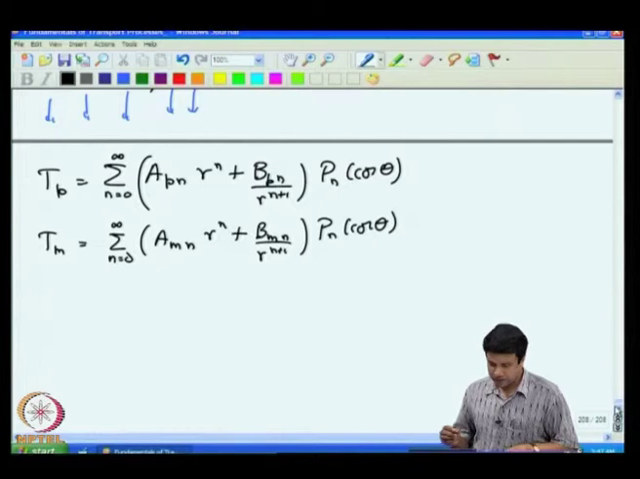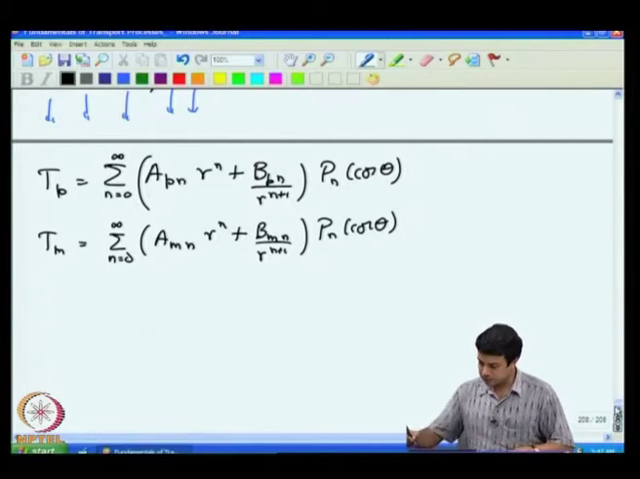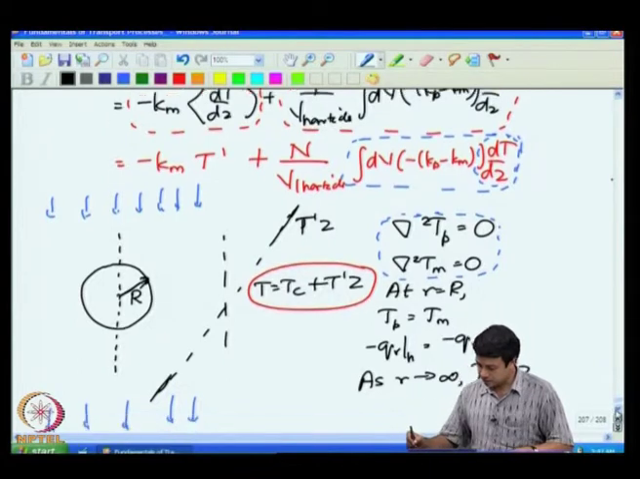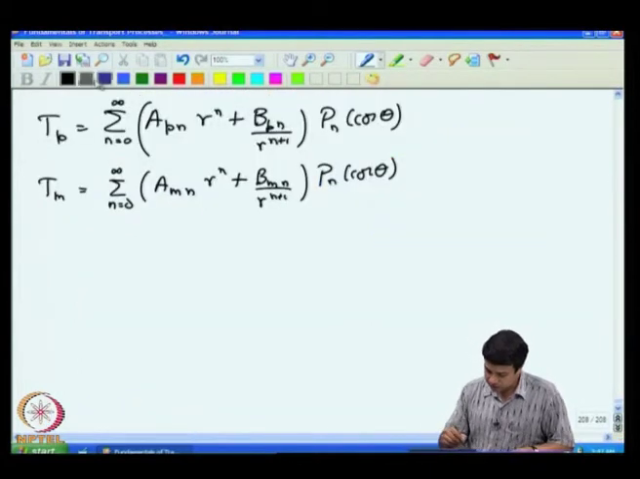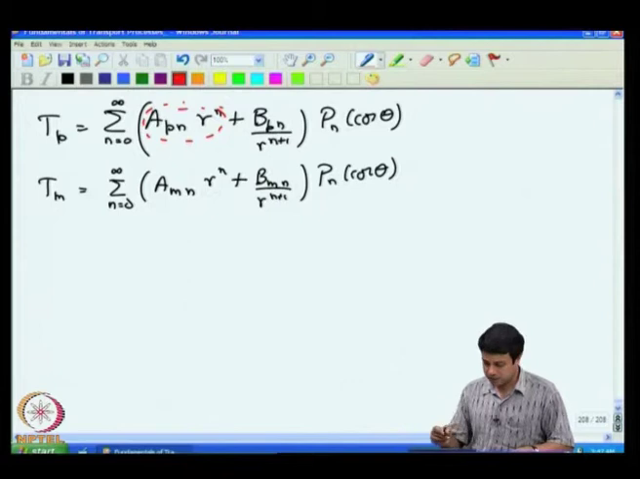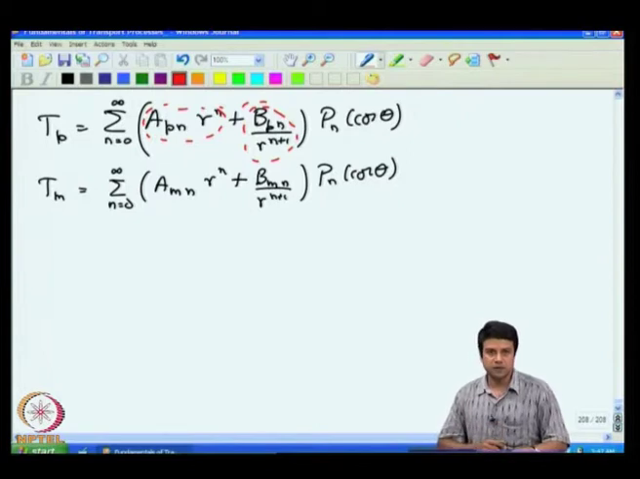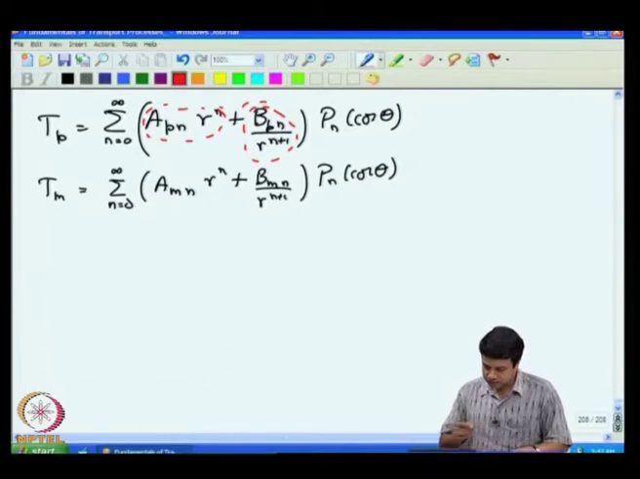As r goes to infinity, first things first, let us look at the particle. The particle consists of two terms. One is a growing harmonic, a growing term which increases as r increases, and the other is a term which decreases as r increases. Similarly, the matrix also contains a term that increases as r increases and another term which decreases as r increases.